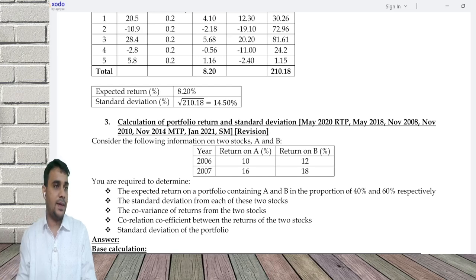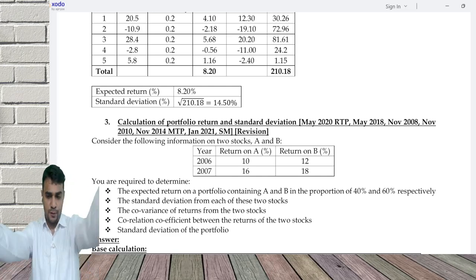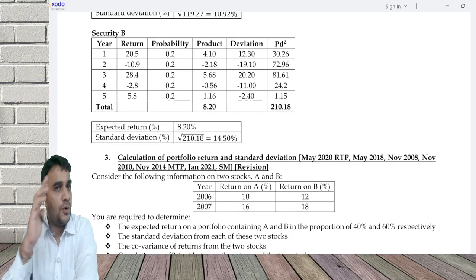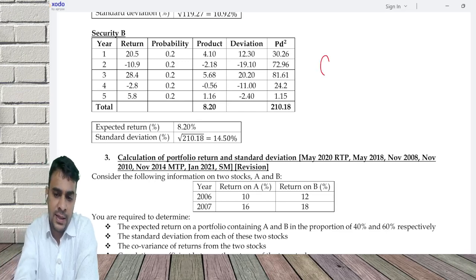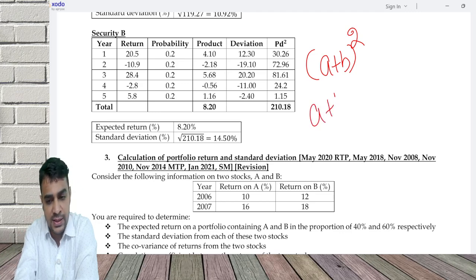Okay. Now I'll explain the formula for standard deviation of portfolio. Very simple formula. There are two approaches: one is called Markowitz approach and the other Sharpe approach. I'll discuss Sharpe later. The formula is, if you have two securities, A plus B whole square. And if you have three securities, it's A plus B plus C the whole square.